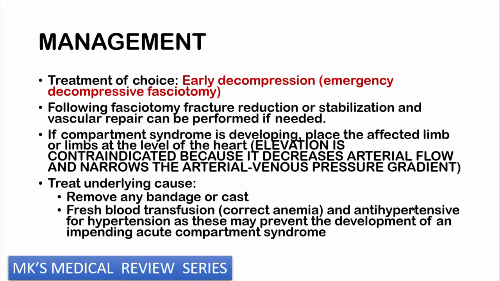Then if there is, of course, any anemia, let's say we want to correct any anemia because it may tip the patient into developing compartment syndrome if they are developing compartment syndrome. So you want to transfuse fresh blood. You also want to give some antihypertensives if they have relative hypertension.